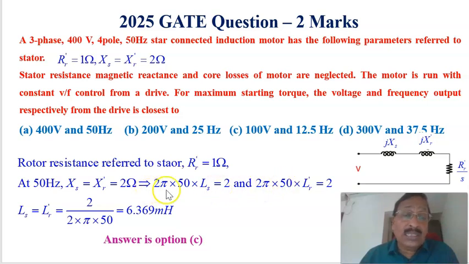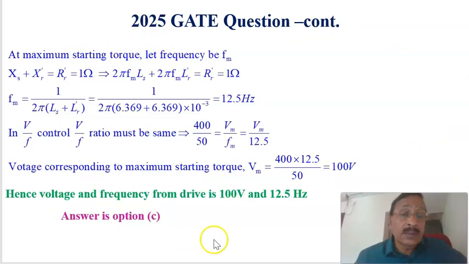Now, if you solve these two equations, we will get the inductance of the stator side as well as the inductance of the rotor side referred to the stator. Therefore, from this relation, we can calculate the inductance of the stator, that is LS, which is the same as the rotor inductance referred to the stator, that is LR dash. Both are the same here: 2 divided by 2 pi into 50, which is equal to 6.369 millihenry. So that is calculated. And in the next slide we will continue this.